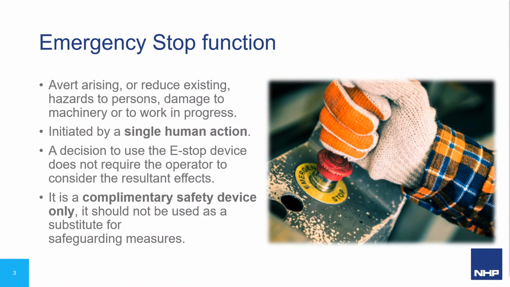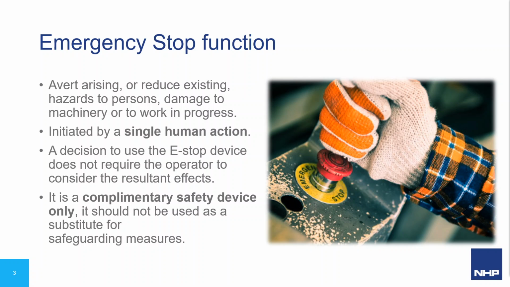The purpose of the emergency function is to avert arising or reduce existing hazards to persons, damage to machinery, or to work. It's a safety measure put in place to reduce risk post factum, or after the fact, meaning it's only initiated during an emergency situation, only after an increase in risk has been identified. This could be identified by a person or automatically by the machine control system, for example, over speed monitoring.